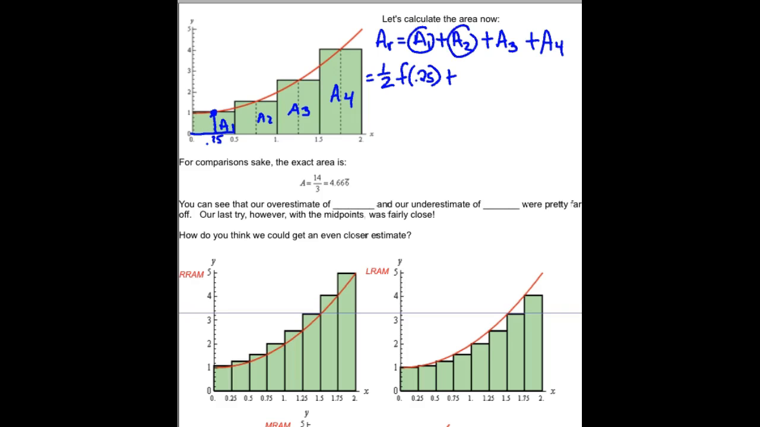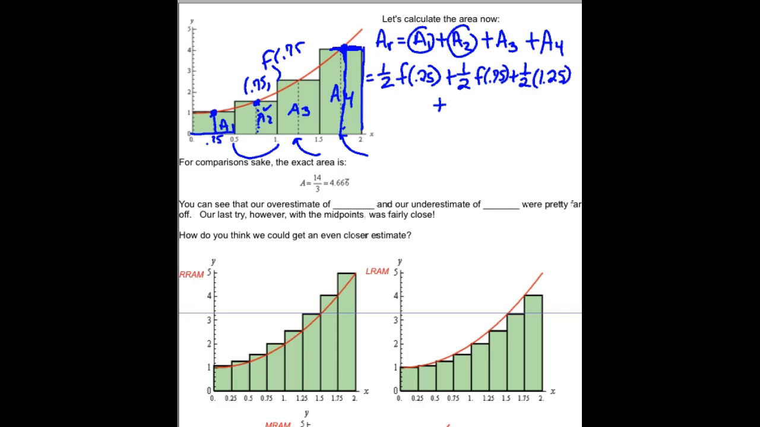Area of rectangle number 2, so back to the picture, also has a base of a half, but now I'd be hitting the curve in the middle. So this is the point right in the middle of these, 0.75, comma, f of 0.75. So I'm going to just write f of 0.75. Plus, again, rectangle number 3, this is hitting in the middle at 1.25. And then plus rectangle number 4, that would be at 1.75 that it's hitting the curve. So the height of that rectangle would be right here at f of 1.75.